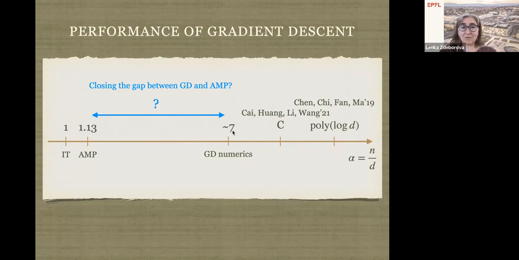But what is clear from that little experiment is that there is a gap between what the gradient descent on that loss function is able to do and what we got from the approximate message passing that was giving us 1.13, and quite a sizable one. So is there some mechanism that can help us close that gap? What do we need to do with the gradient descent to close that gap?